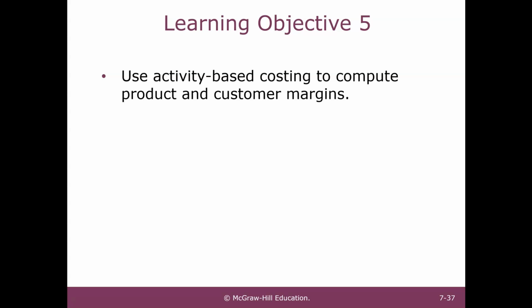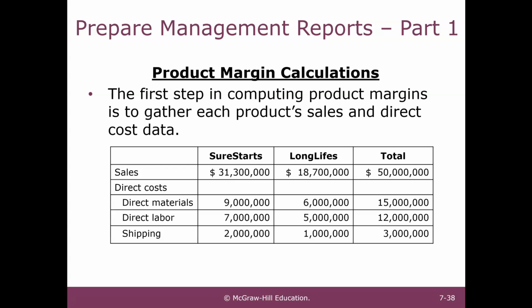Now let's look at the product and customer margins. The first thing that we want to do when we calculate the product margin is to gather the information on the sales and the direct cost. Here we have the sales for Sure Starts and the sales for Long Life. That's a total of $50 million. Then we have the direct costs, which is direct materials, direct labor, and shipping.